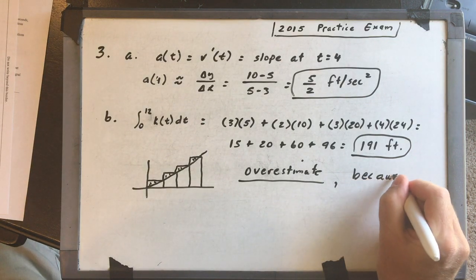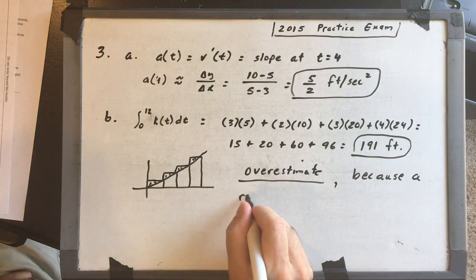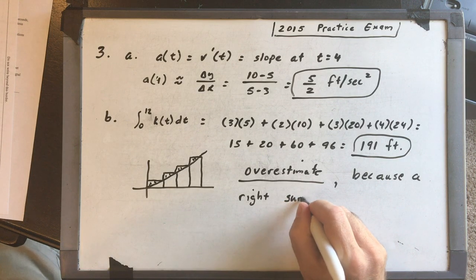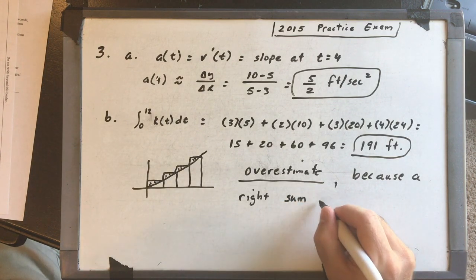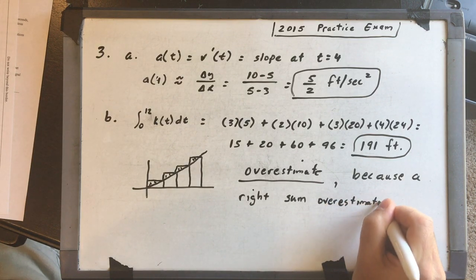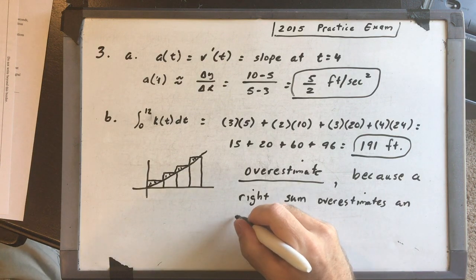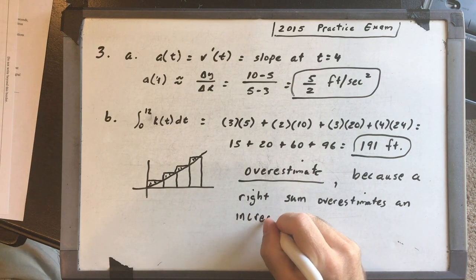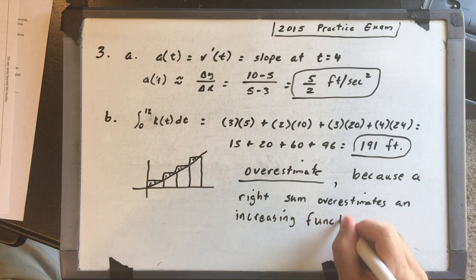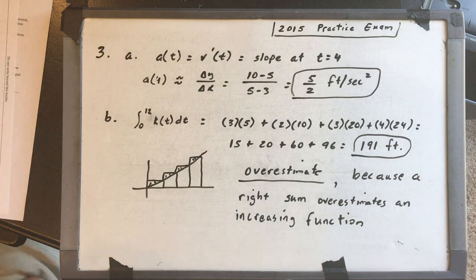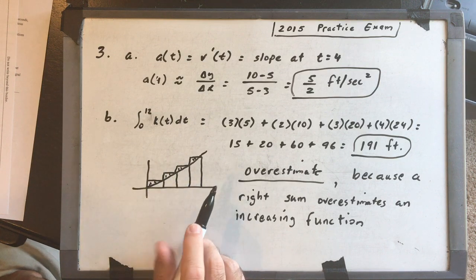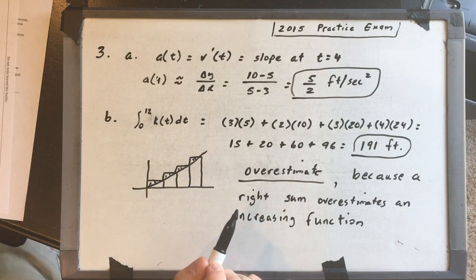because a right sum overestimates an increasing function. If it were a left sum, it would underestimate it. If it were decreasing and you drew it out, you would see that the right sum underestimates.